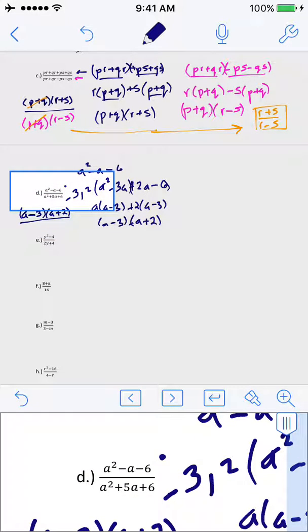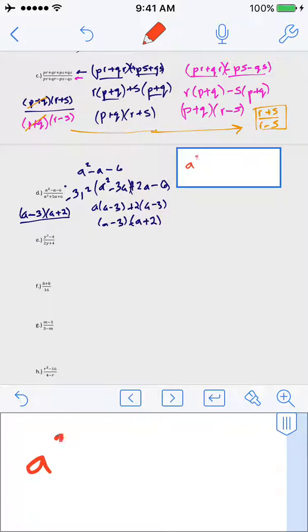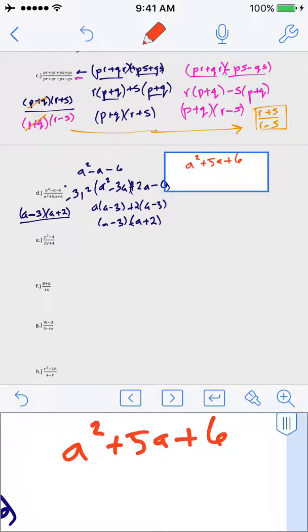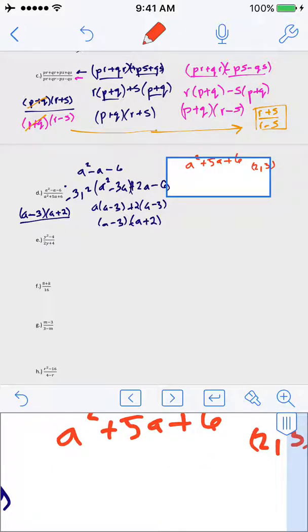Awesome. Now we'll do the same thing to the denominator. I have a squared plus 5a plus 6. Let's see, two numbers that would add to 5 and multiply to 6. That looks like a positive 2 and a positive 3. So I will split that up as such. Instead of 5, I'll write 2 and 3.